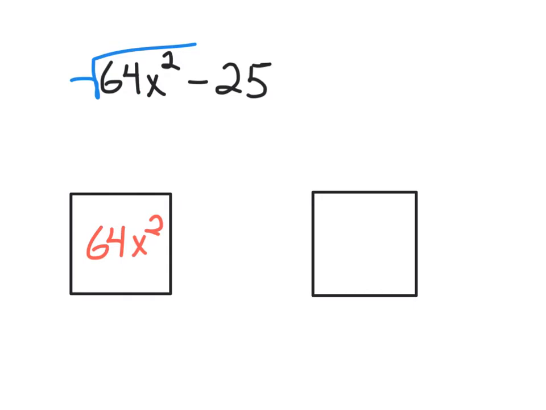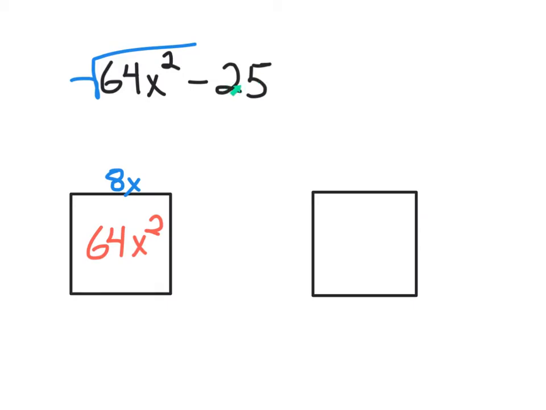So what I'm saying here is that the length of this square would be 8x, or the side length is 8x, and they would all be 8x. All four sides would be 8x. Because again, if we did 8 times 8, we'd get 64, and x times x, we get x squared.